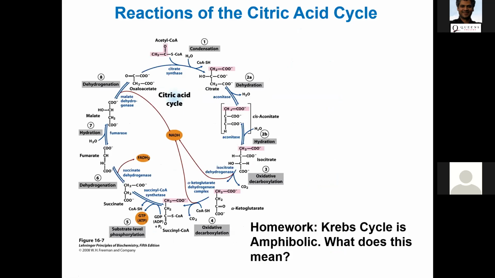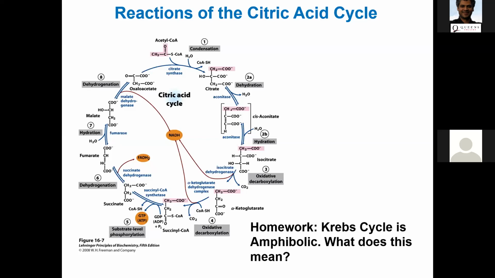Now, reactions of the citric acid cycle are shown here, right? And we can just quickly go over it. What enters into the citric acid cycle is acetyl coenzyme A. A lot of times students are confused because they think that the citric acid cycle starts from pyruvate. But it doesn't start from pyruvate.